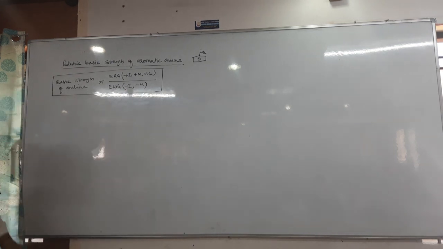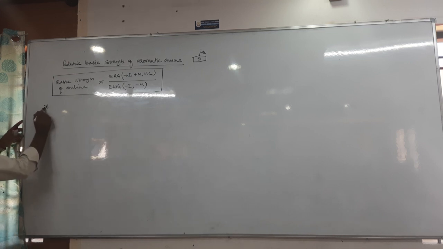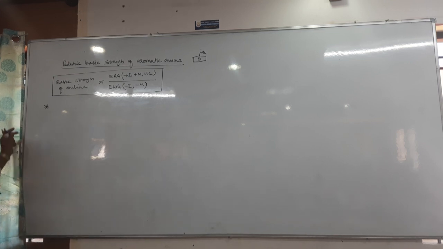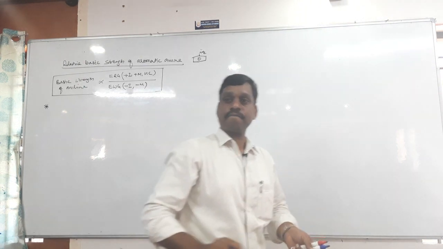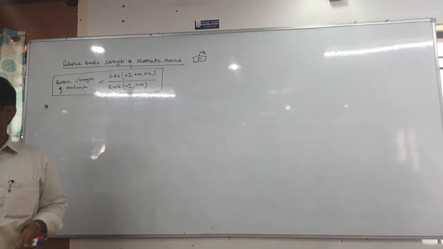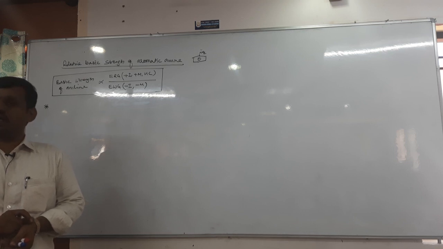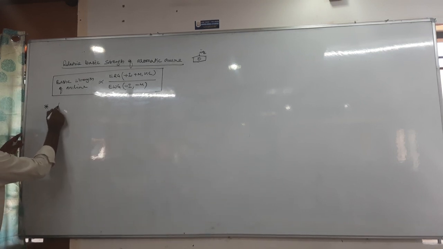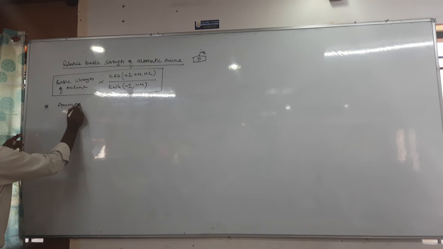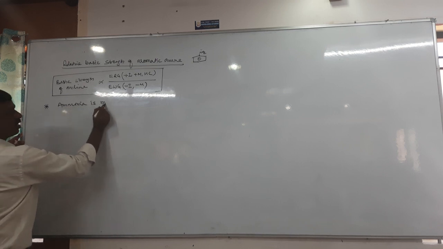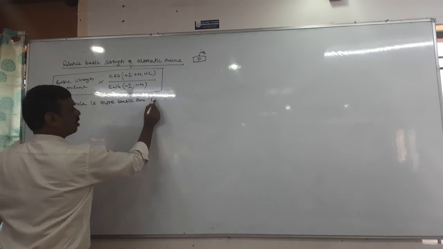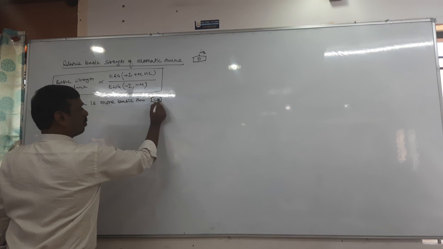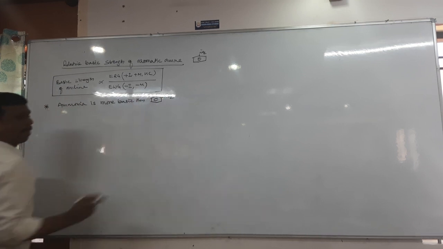Okay. Next, among aliphatic amine, aromatic amine, and ammonia, which is more basic? First point: compare the basic strength of ammonia and aromatic amine. Ammonia is more basic compared to aromatic amine, that is aniline. Why? Ammonia is more basic than aniline. Tell me why ammonia is more basic?